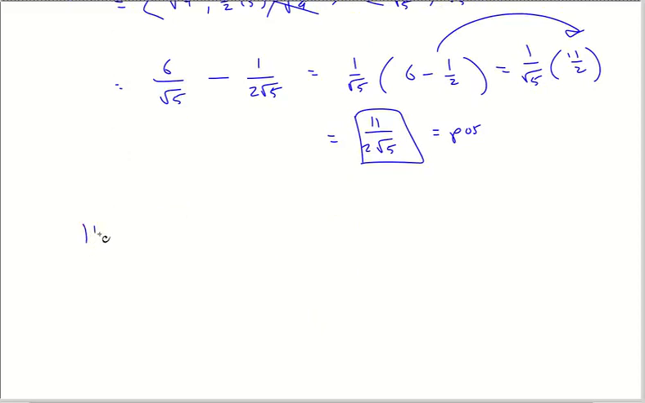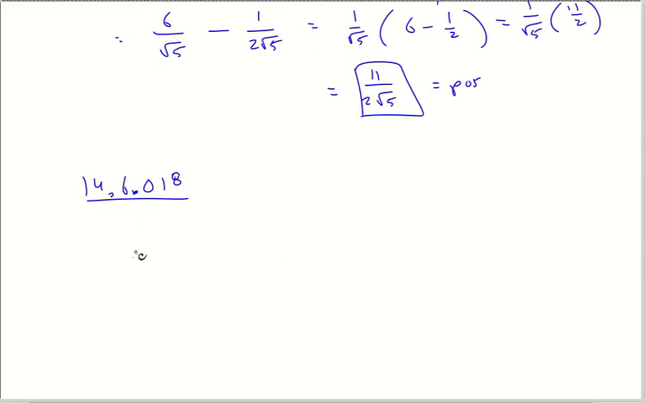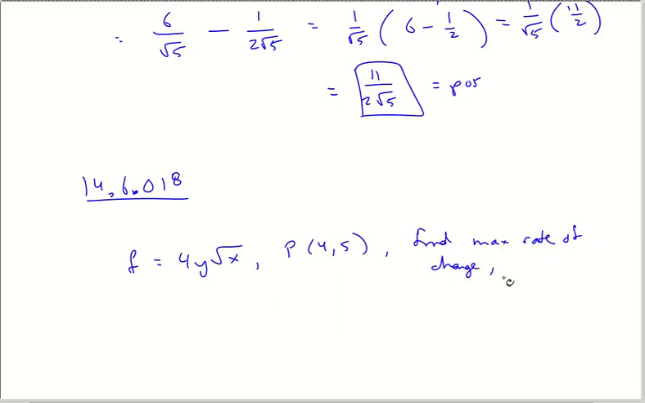Okay. Finally, something a little different, and by little I mean very little. I have f equal to 4y square root x. I have a point p at 4, 5, and they say find the max rate of change and its direction vectors. So what the heck are they meaning here?